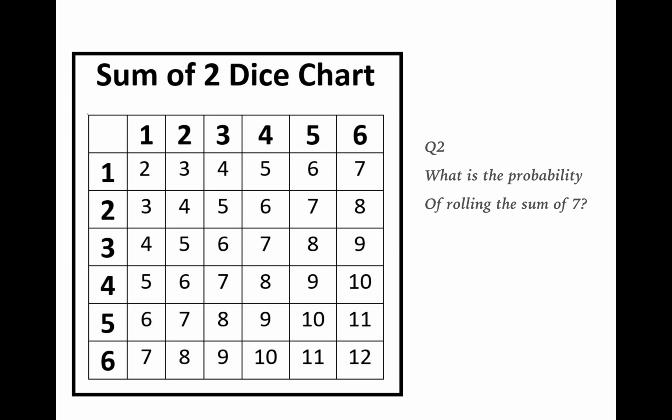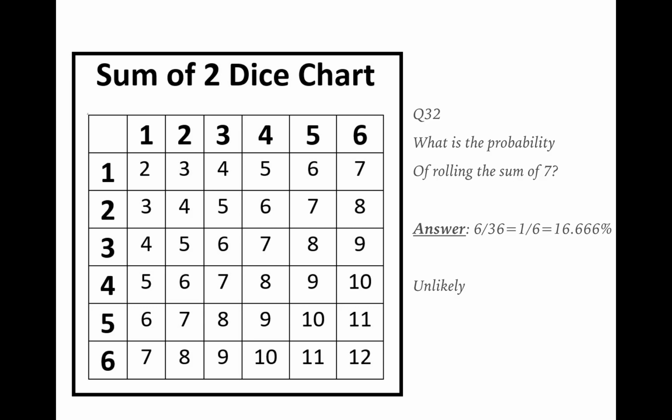Now, I will show you the answer in the next slide. So if you're not ready, pause this video. Okay. So if you count this, there are 6 possibilities. So we will write 6 over 36 or 1 over 6. So 16.666% chance of getting the sum of 7. So it's still unlikely.